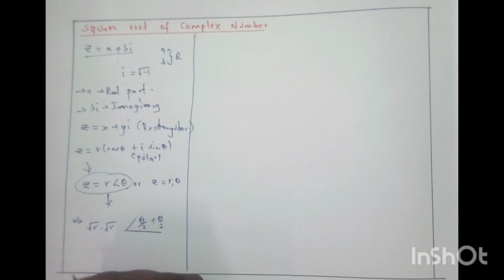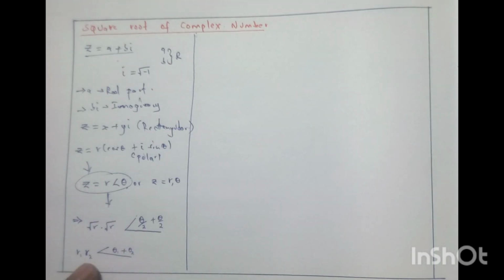So suppose we have two representations for different values of r and theta, we can have a general case whereby we have the product of these two moduli, and then we have the addition of these specific angles, which are the respective angles theta for r1 and theta for r2.